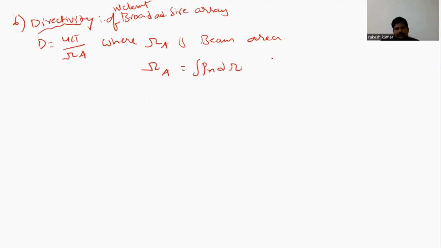What is this Pn? Pn is the normalized power. So what is the formula for the normalized power? Normalized power Pn is equal to P by P max. This is normalized. Now, here we are not having any power components.